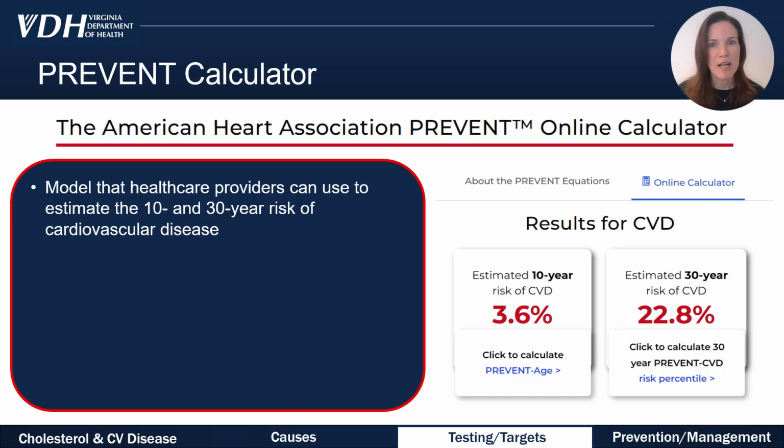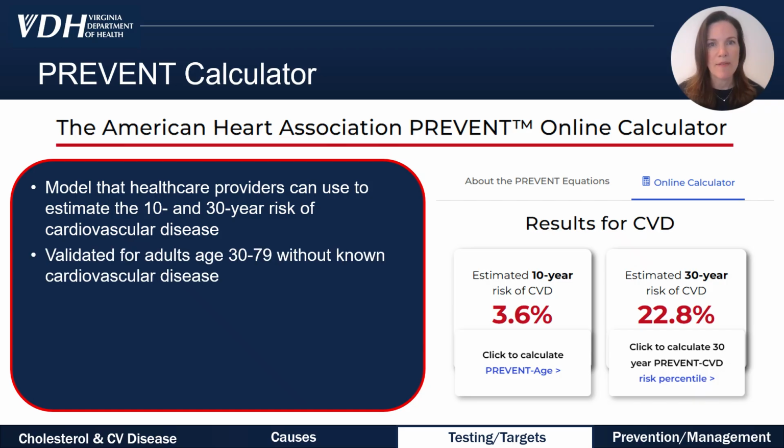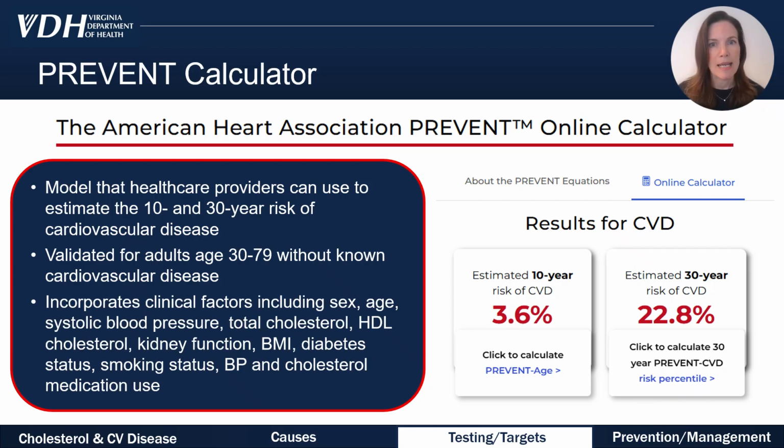Your healthcare provider can estimate your 10 and 30-year cardiovascular risk using a model that's incorporated into the American Heart Association Prevent online calculator. This model has been validated for people between the ages of 30 and 79 without known cardiovascular disease, and it incorporates a bunch of different clinical factors, including sex, age, blood pressure, cholesterol levels, kidney function, body mass index, diabetes status, smoking status, and whether or not you're on blood pressure and cholesterol medications.